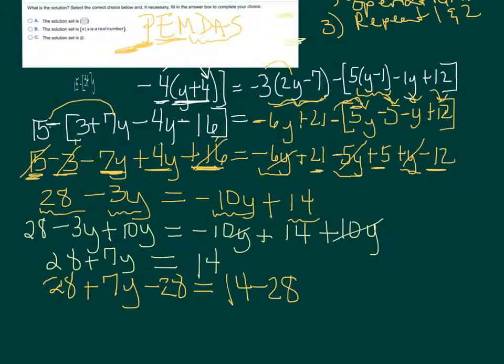So we're going to simplify again. So we end up with 7y on the left. And when we simplify on the right, we get a negative 14. And so I'm going to use a new slide. Here we go. We have remaining 7y equaled a negative 14. That's what we had when we simplified on the other side, right?